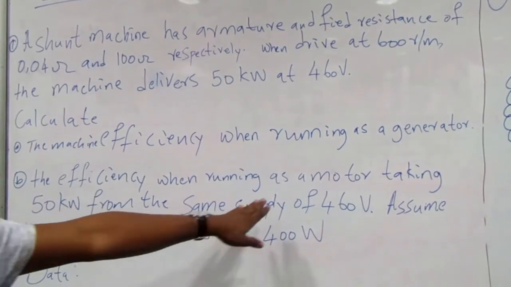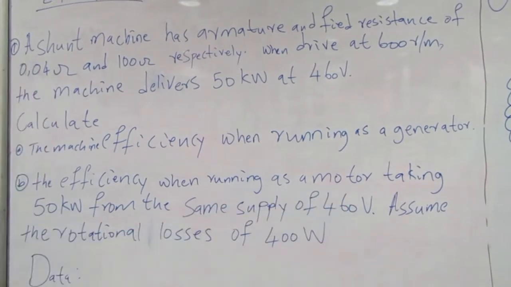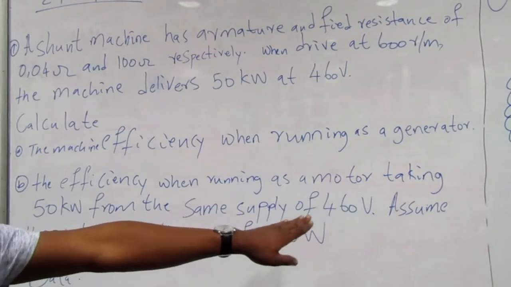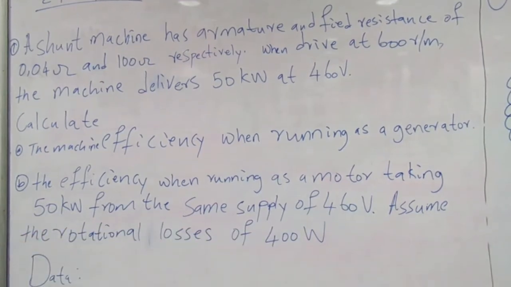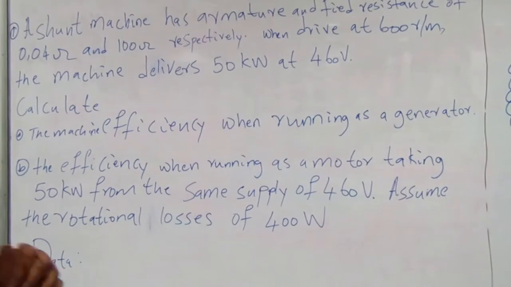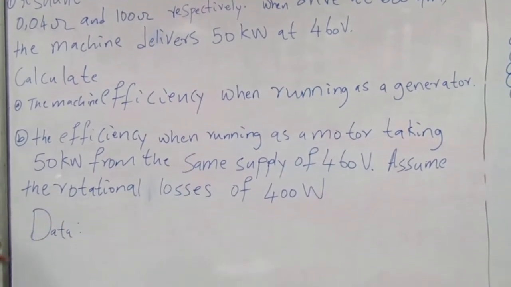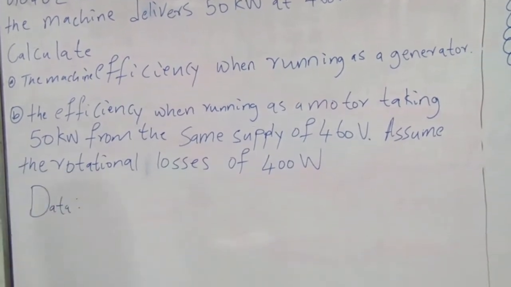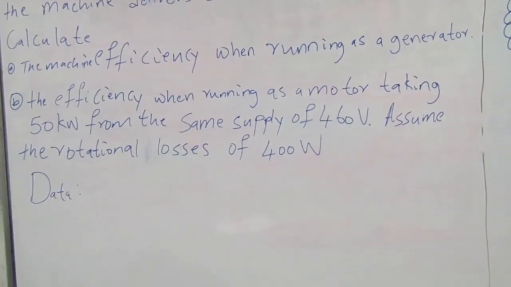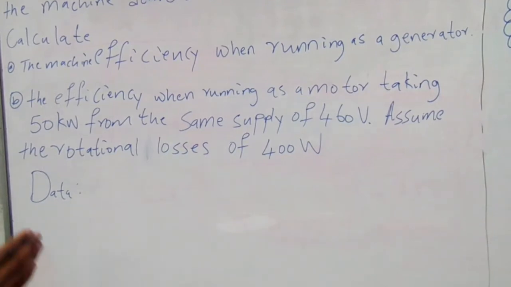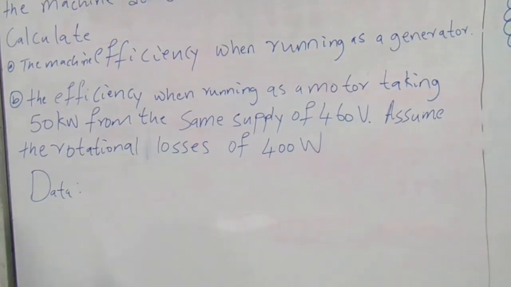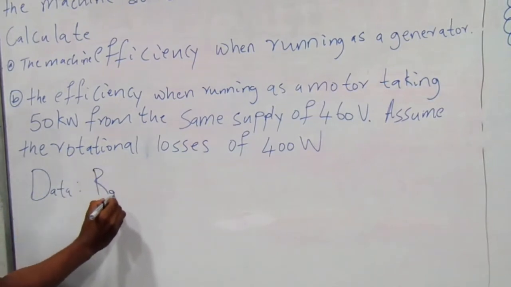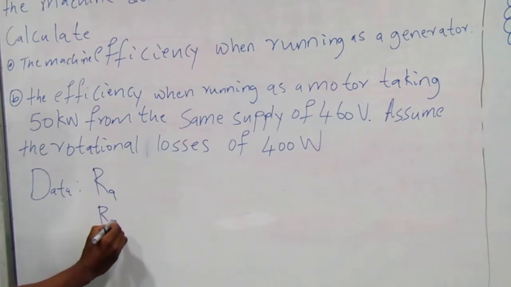The second one, the efficiency when running as a motor, taking 50 kilowatts from the same supply of 460 volts, and we must assume that the machine has rotational losses of 400 watts. The first thing that we need to do is to take out the data that we are given. In the data we are given an armature resistance and a field resistance.